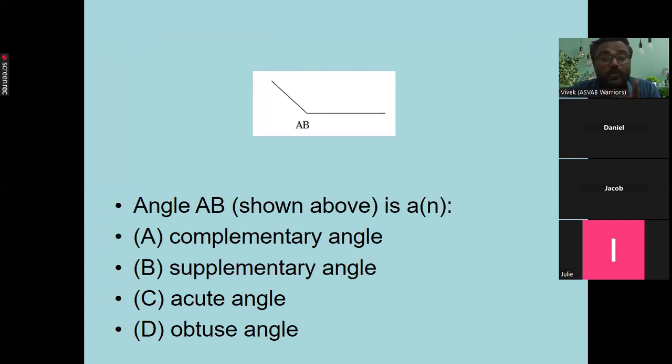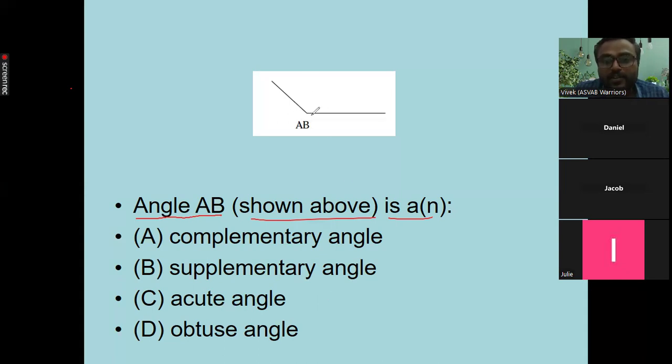This is a question from a sample paper of your ASVAB math knowledge exam. This type of question might appear in your exam. So let's read it. Angle AB shown above is an. Let's say whether it is a supplementary angle, complementary angle, acute angle or obtuse angle. We haven't learned about complementary and supplementary yet. Let's try to say whether it is an acute angle or obtuse angle.